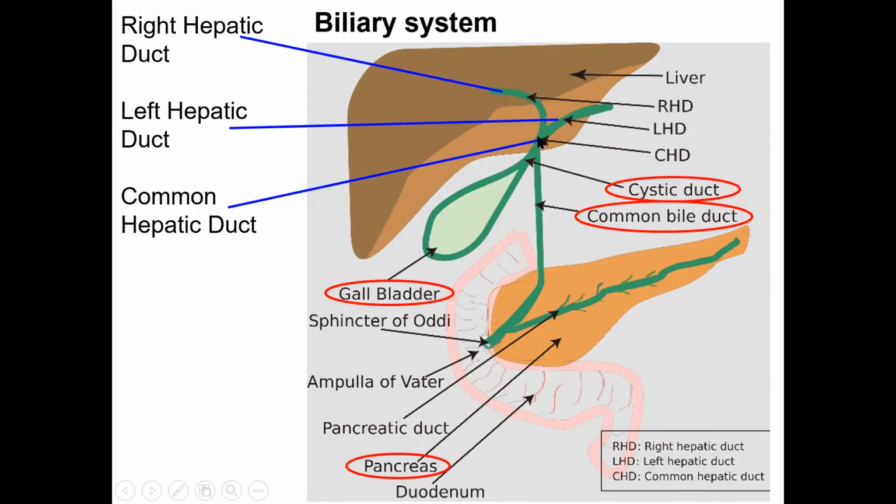Those converge together to form the common hepatic duct. That will then lead to the cystic duct. And now the cystic duct is this sort of bendy or windy vessel that goes to the gallbladder. And then that's how bile is stored. And then when you have a large fatty meal and you need that bile to be released to help break down that meal, the bile goes from the gallbladder out to the common bile duct, and then it enters the duodenum.